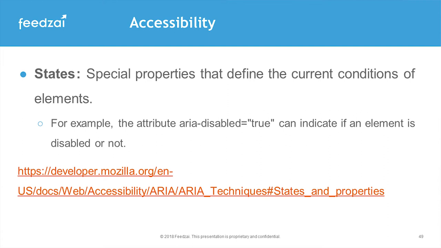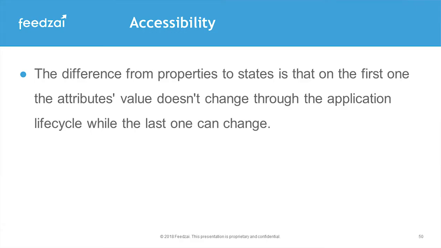The last feature is states, and they define the state of an element. You can have things like aria-disabled, which says whether an element is disabled or not, or aria-checked, to say whether an element is checked or not. It's very useful when you want to override the checkbox, one of the most common elements that you usually customize. So you have these kinds of things to give them states. The difference between properties and states is that the values of properties don't change throughout the application lifecycle, while states can change throughout the lifecycle.